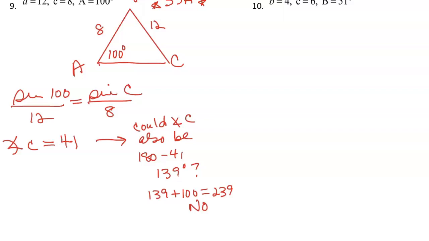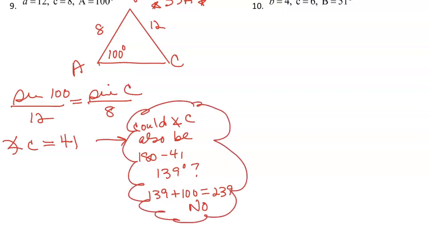Now, how come I had to check the 139? I had to check it because 139 and 41 both have the same sine value. That's why I could potentially have 2 triangles, but I don't. So I don't in this case, so I can just continue solving for what I'm doing. So this was 41 right here for C. Boom. C is done.